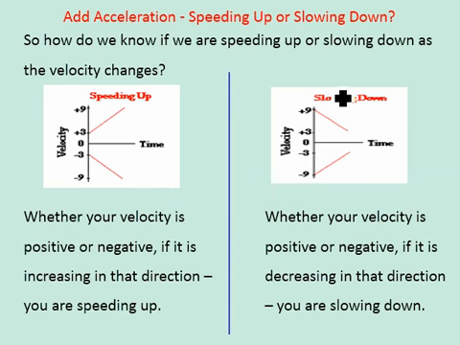If we look at this, whether your velocity is positive or negative, if it is decreasing in that direction, you are slowing down. So again, here you have a positive velocity, but as time goes on, the number is getting less. The size of the speed is getting less. So as a result, you are slowing down. Here, you start off with a larger negative number, meaning the absolute value, the size of the number, was bigger, and it's getting less and less. So as a result, you're just slowing down in that direction.